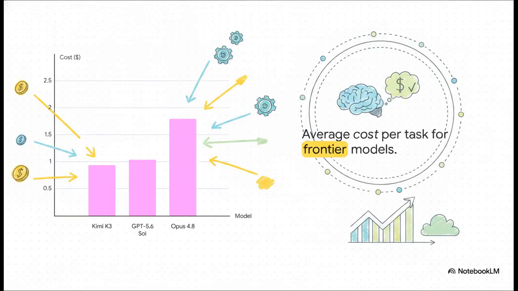And that brilliant pricing translates directly into real-world workflows. Look at the average cost to complete a task on the Intelligence Index. Kimi K3 comes in at just 94 cents. It beats GPT 5.6 Sol's $1.04, and it completely undercuts Opus 4.8, which sits way up at $1.80 per task. This really grounds all that lofty 2.8 trillion parameter tech into an undeniable, very attractive business reality.